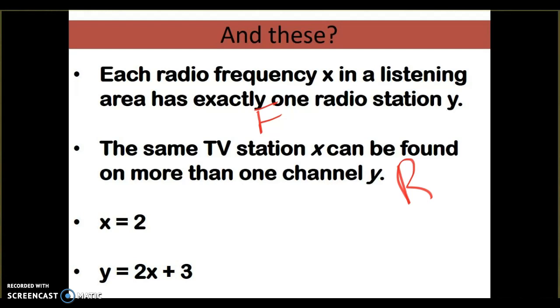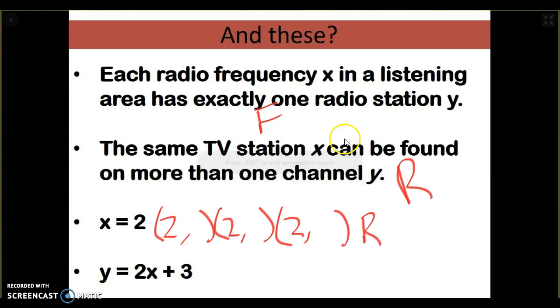When we're looking at this, we're saying X equals 2. So that means if I were to put this as ordered pairs, every X value here is going to be a 2. So when I say X is 2, I don't mean that it has an output of the same number here. I'm just saying in this example, X is 2. So because this repeats, this is a relation.